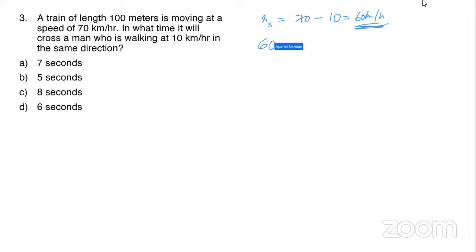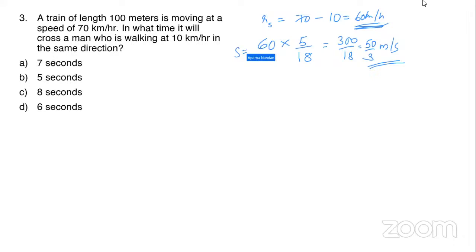So 60 into, kilometer per hour to meter per second means you are making it into a smaller unit. So 60 into 5 by 18. So this will be 300 by 18, and this is nothing but 50 by 3 meter per second. So now you got the speed of the train in meter per second as 50 by 3 meter per second.